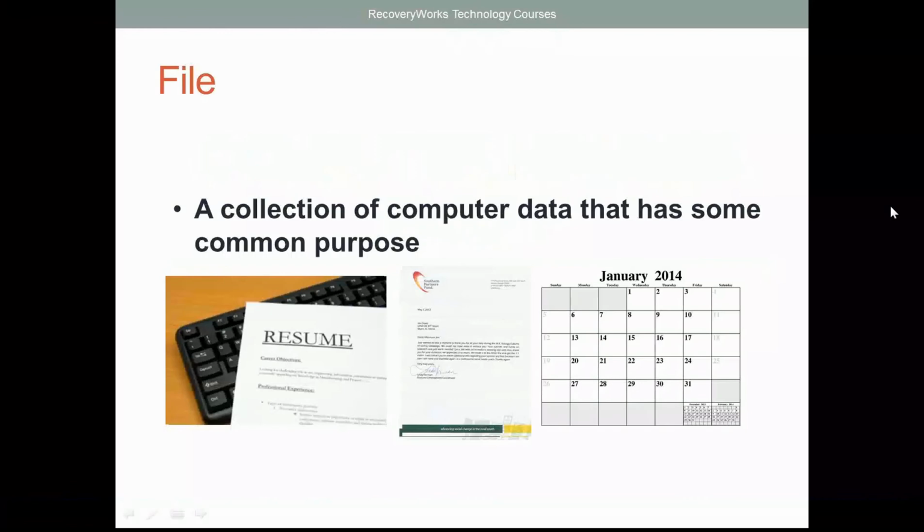What is a computer file? A file is a collection of computer data that has some common purpose. Examples of files are resumes, letters, and calendars.